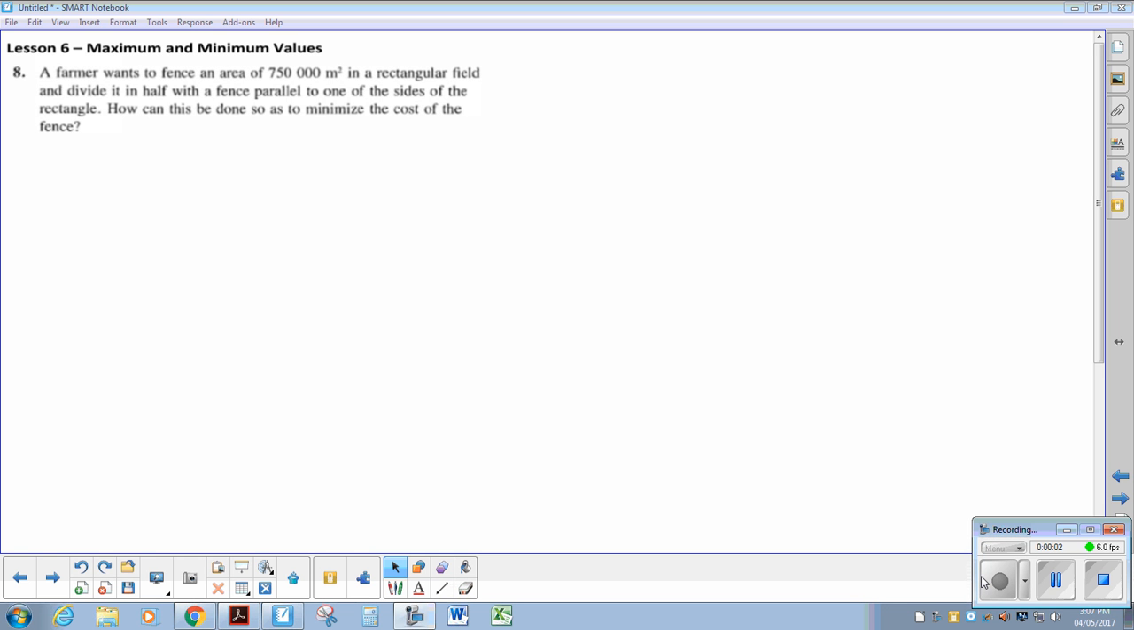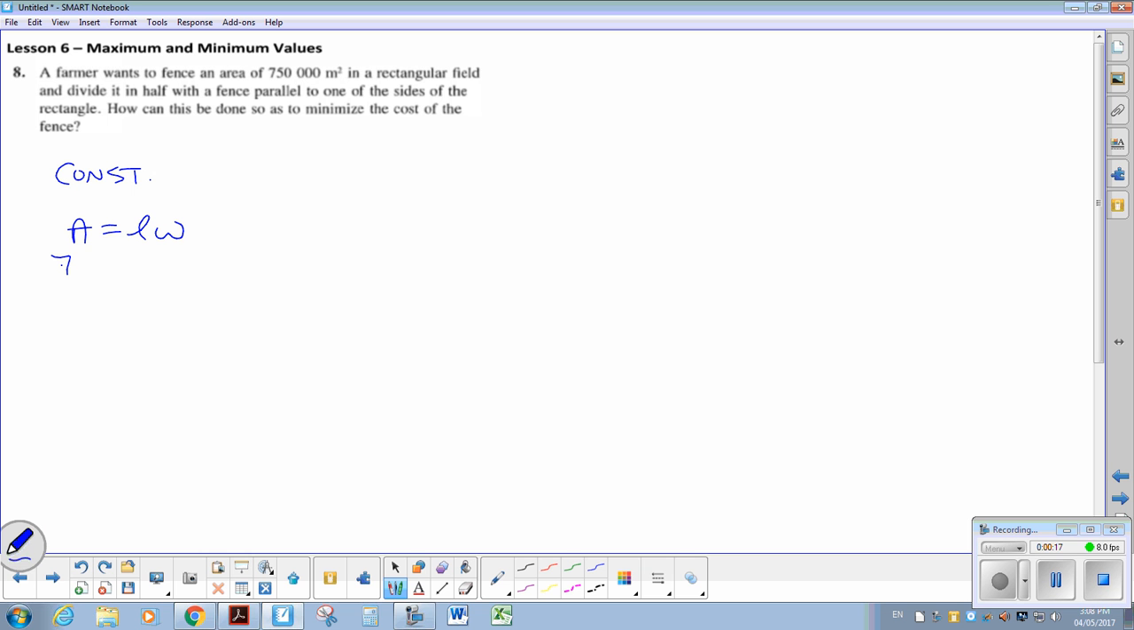Hello, Unit 4, I had a question in Lesson 6, number 8. A farmer wants to fence an area of 750,000 square meters. So we know our constraint equation: the area, length times width. So 750,000 equals length times width.